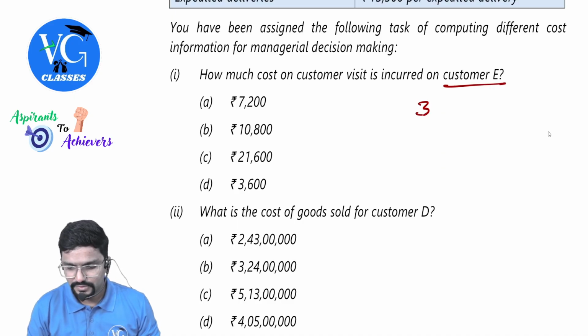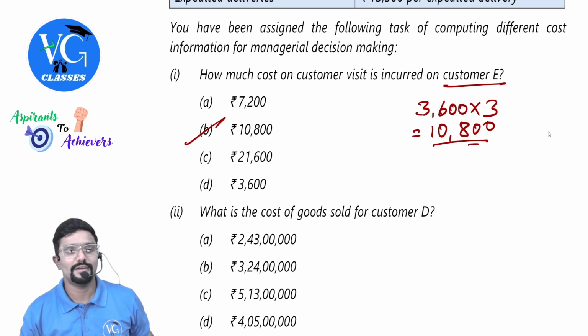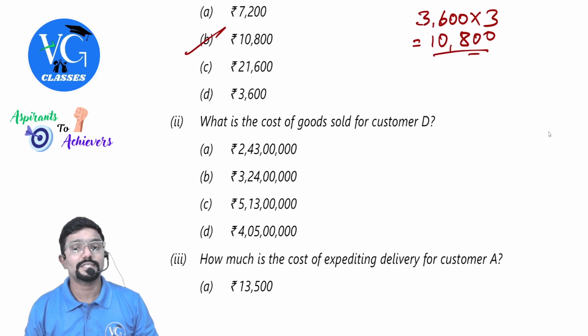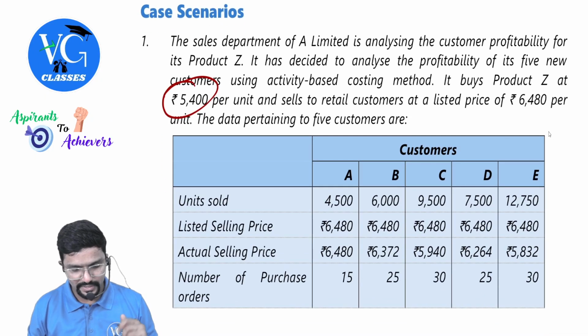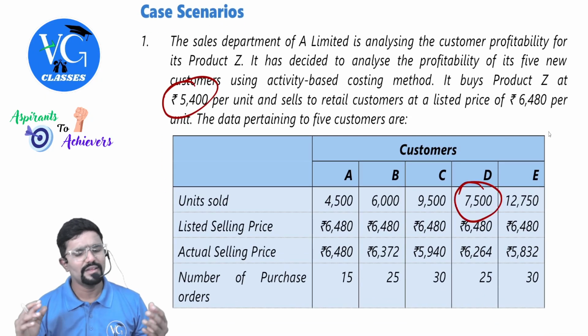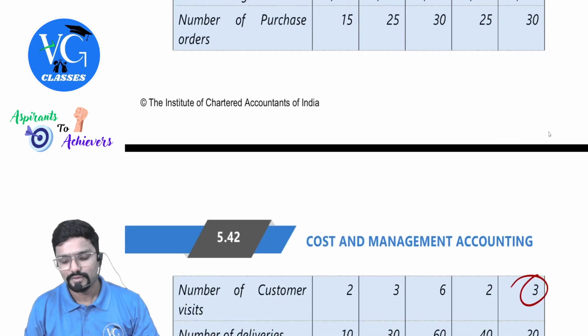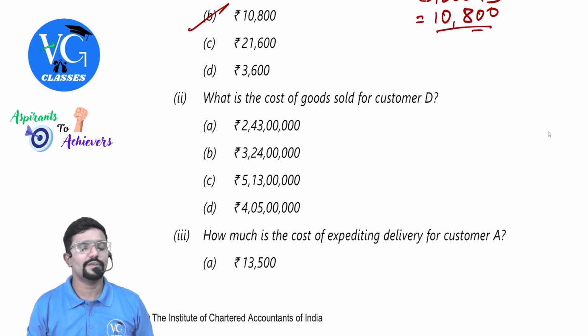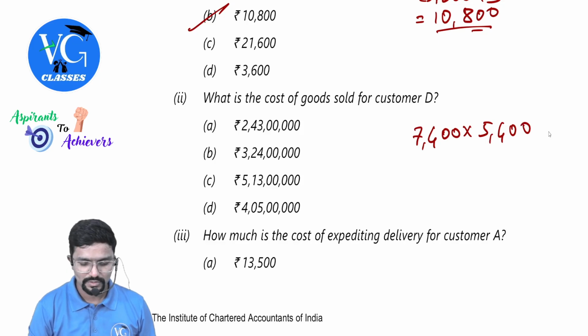3,600 into 3, how much will you get? 10,800. Is it there in the options? What is the cost of goods sold for customer D? COGS first, per unit how much? 5,400. Units purchased and sold for D is how much? 7,500. So 7,500 into 5,400. 4 crore.